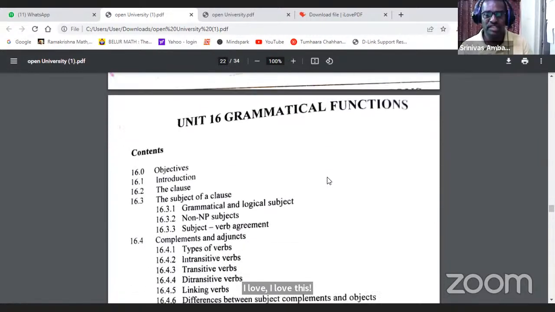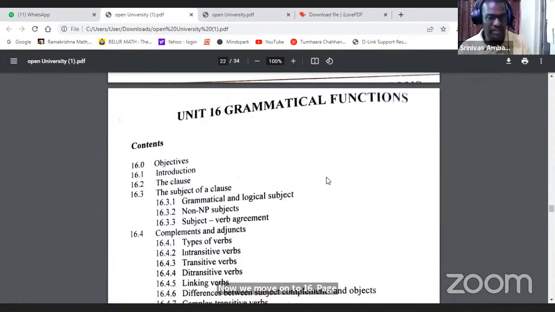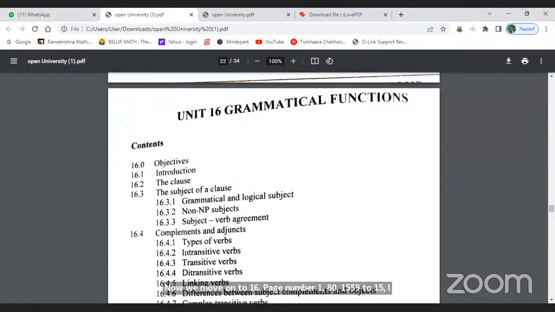Now we move on to 16. Page number 180, 15. 15, 15, I think. 15, PPT. Wait. 15, I have another PPT. I'll just share.